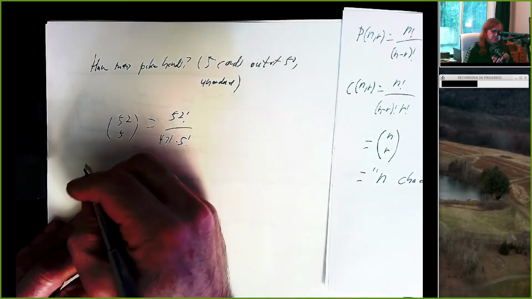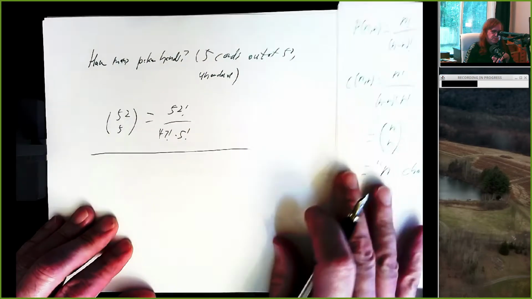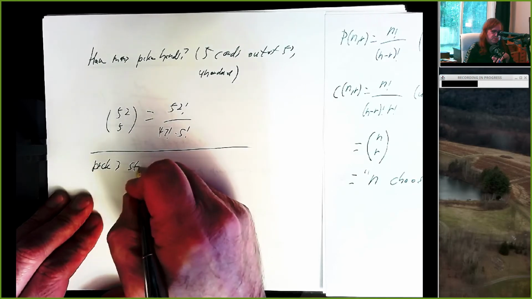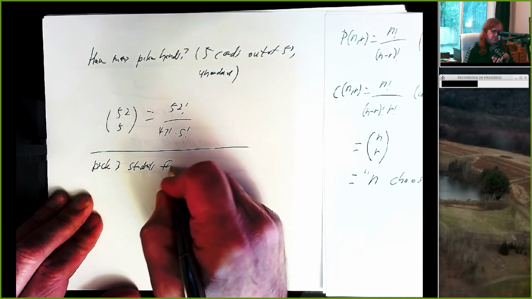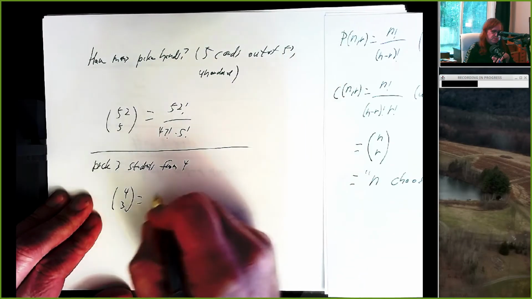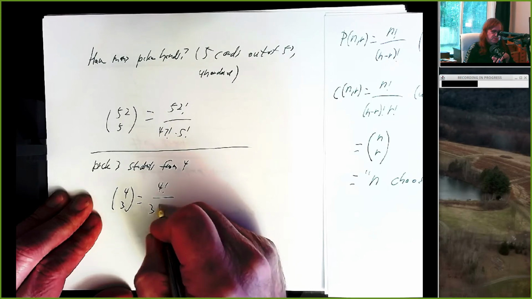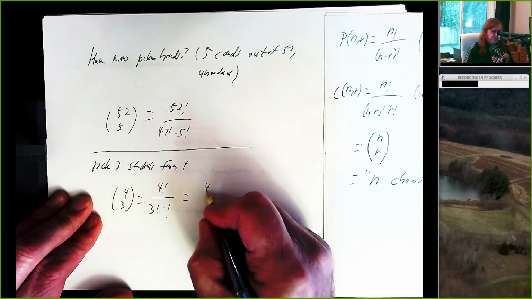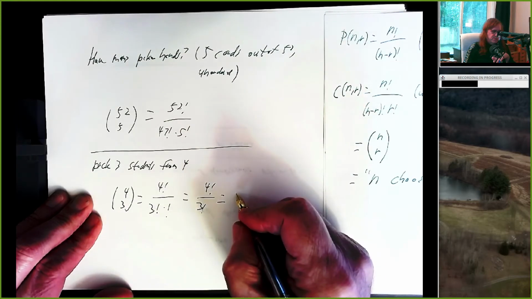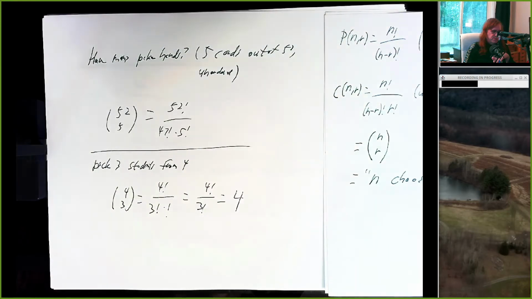So we can go back to our question that we started with. Pick 3 students from a group of 4. That's going to be 4 choose 3, which is 4 factorial over 3 factorial times 1 factorial, which is 4 factorial over 3 factorial, 24 over 6. That's equal to 4. So our intuition for 4 was correct for that.